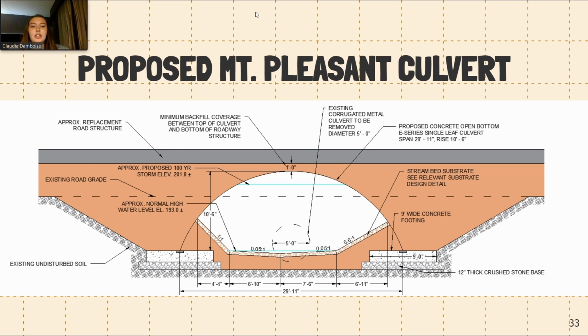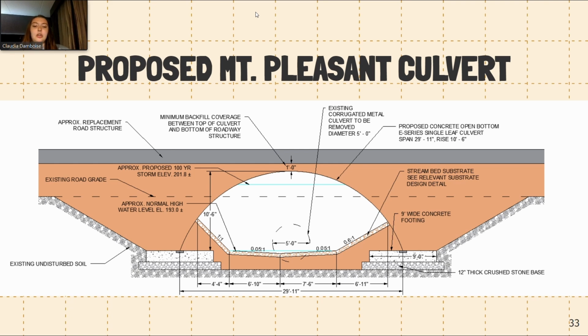So now to put everything for the Mount Pleasant Road culvert into one drawing. You can see the existing culvert is in the center of the drawing, which is 5 feet in diameter. The proposed open bottom culvert has a much larger area, which allows water to flow through in case of a storm event. The blue line on the bottom is the normal high water level line, and the blue line above it is the 100-year storm elevation.